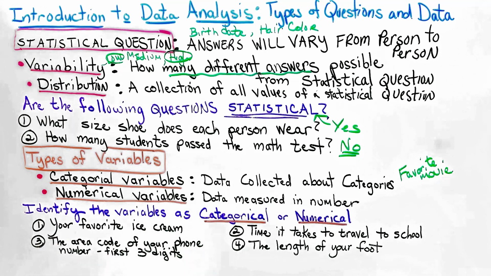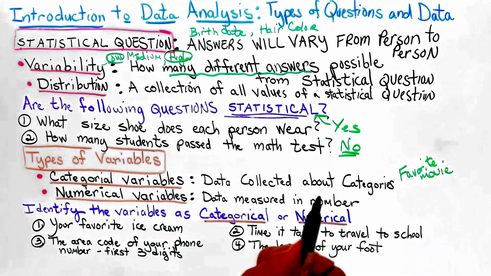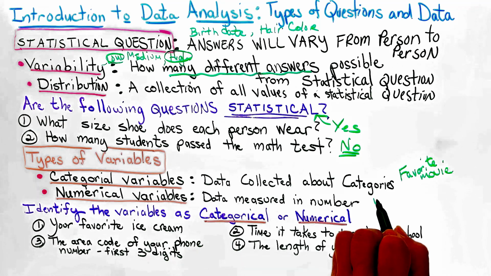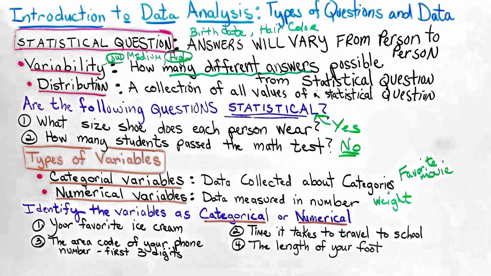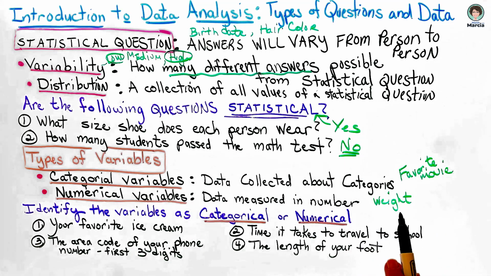So let's look at what numerical variables may be. It is data measured in numbers. So when you're talking about data measured in numbers, it could be weight. It could be the weight of a pet, the weight of people in your class. But whenever you're measuring something with a number, like we do with weight, it's numerical.